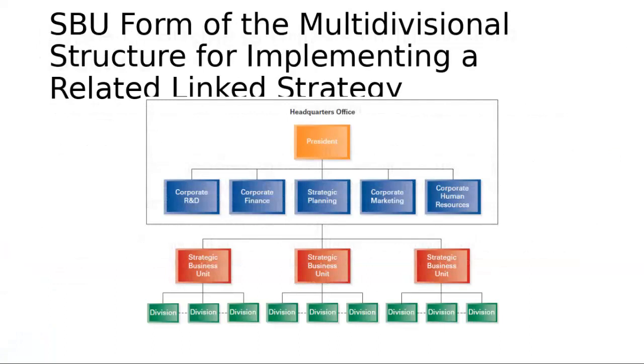All right, so this is the related link. So we have three, so if you notice where it says strategic business unit, the first one has three divisions beneath it that are related. Then the second one has three divisions that are related, and then the third one. But the three strategic business units are not necessarily related. They're not sharing anything.